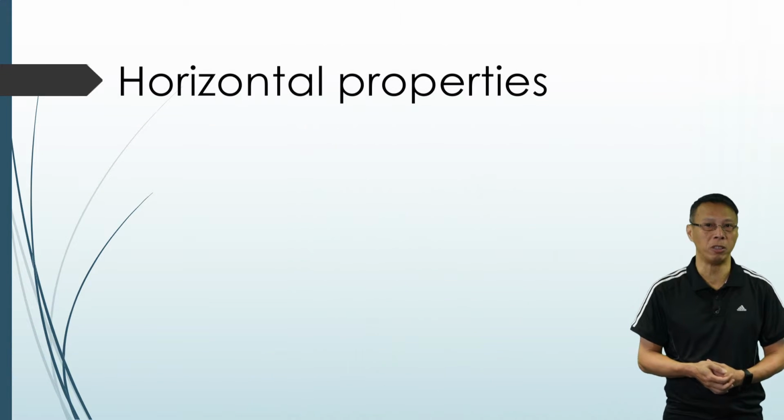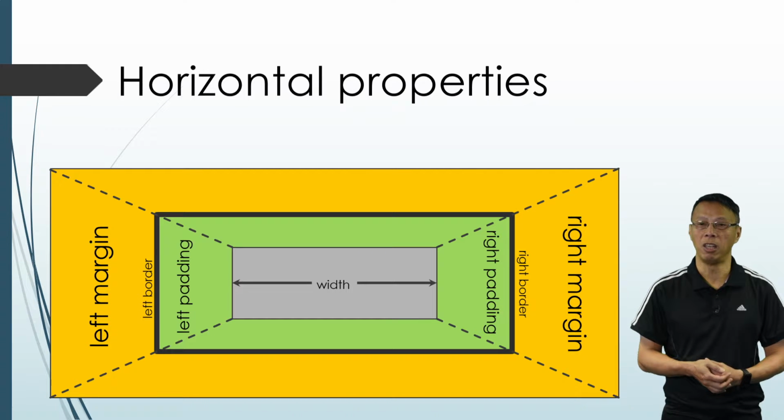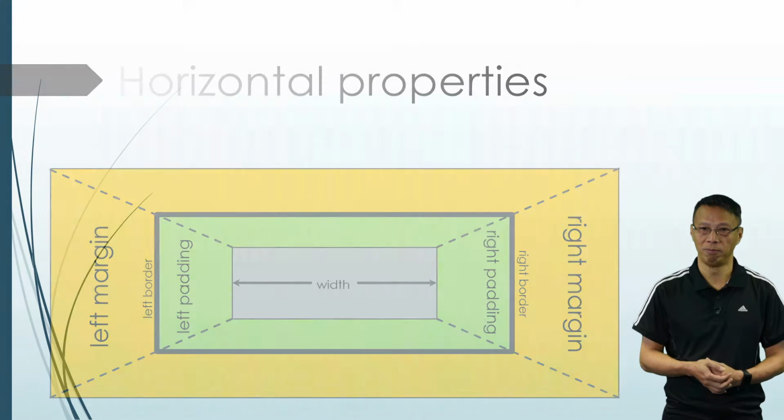So we have the horizontal and vertical layouts for the box inside. Here we'd like to know more about the horizontal properties of the element block. There are a number of properties horizontally, including margin left, border left, padding left, width of the content, padding right, border right, and margin right.